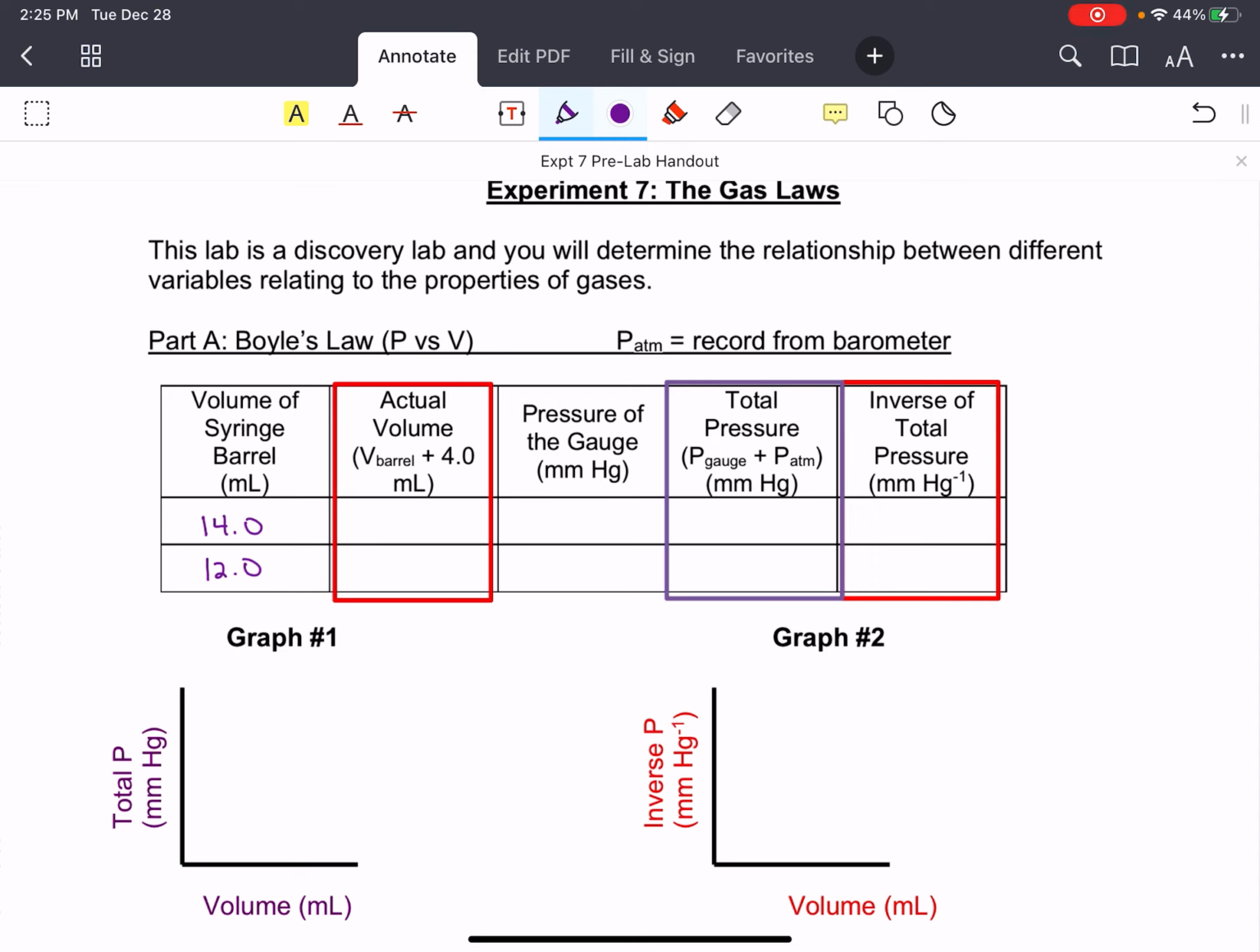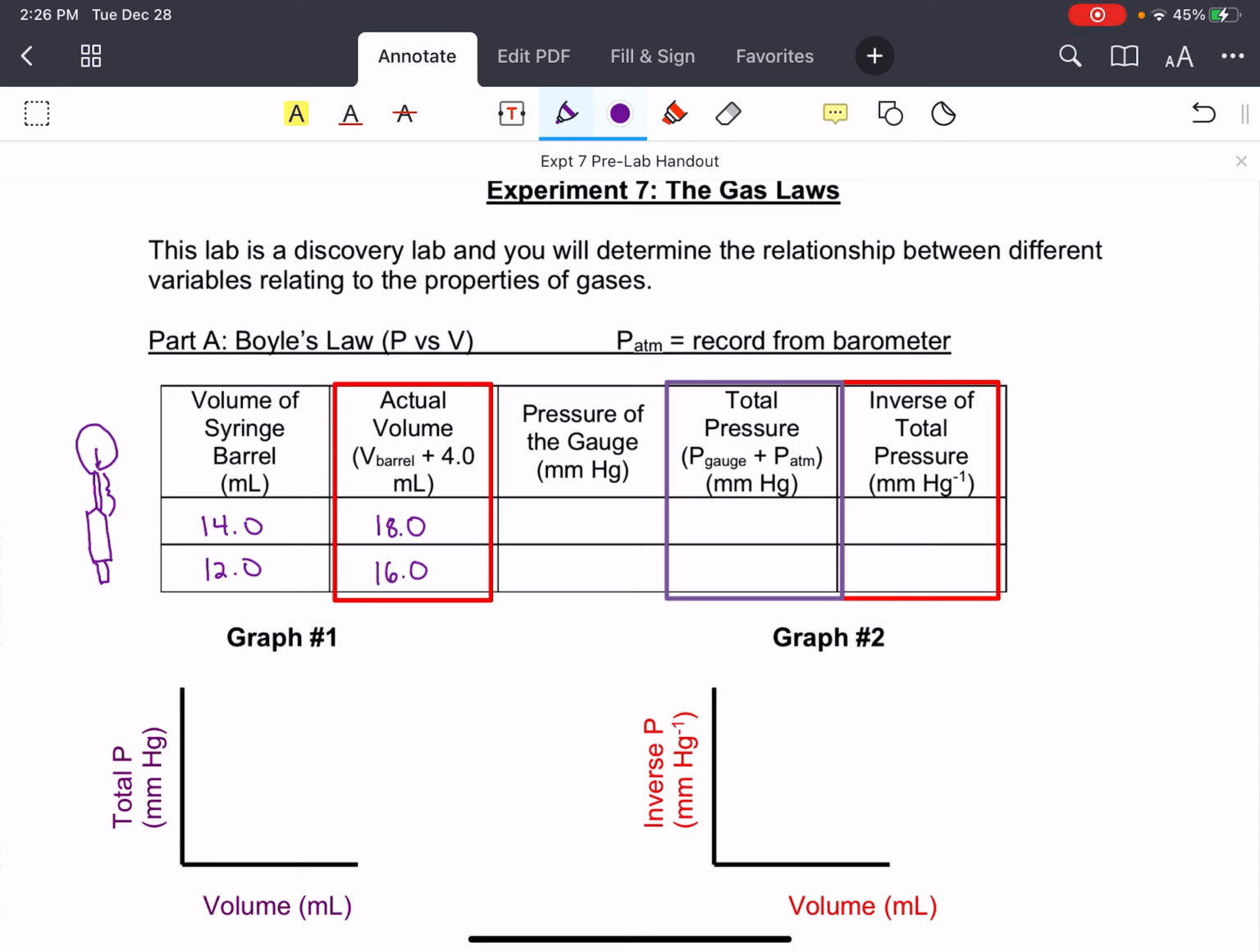The actual volume in the syringe is what you measured plus 4 milliliters, and this accounts for the space between the syringe barrel and the pressure gauge, because we have a piece of tubing set up between our syringe. Sorry for the not great artwork, but anyway, you have a piece of tubing set up that connects your syringe with your pressure gauge. And so we have to account for this gap by adding those 4 milliliters. And this is what we will put on our plot.